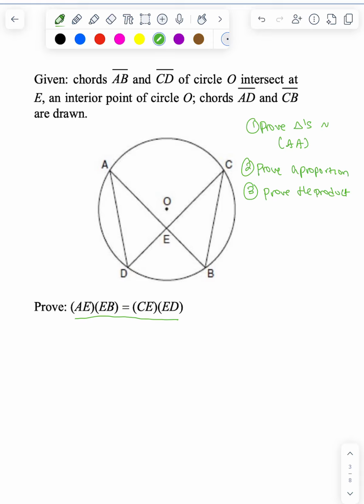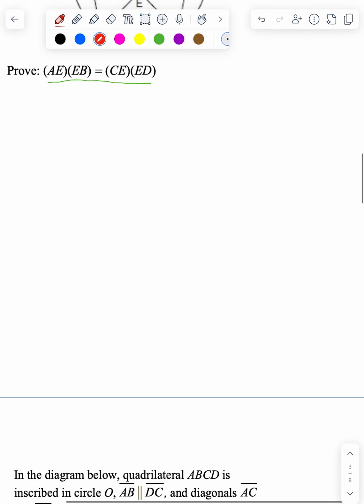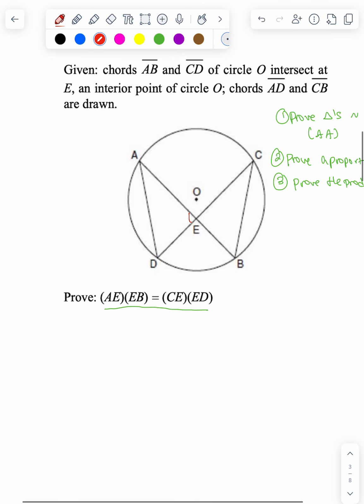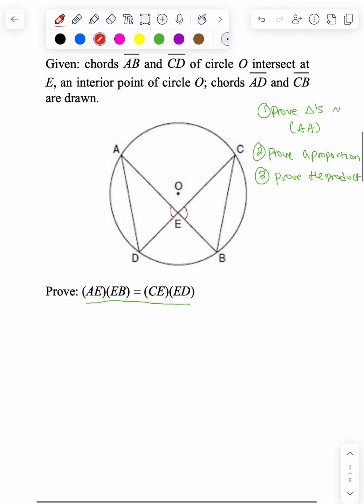So I just need to figure out where I'm going to get my 2 congruent angles from. The first one's pretty straightforward. We do have intersecting lines here, so we do have vertical angles. And then we do have inscribed angles. For example, angle ADE is an inscribed angle that intercepts arc AC.